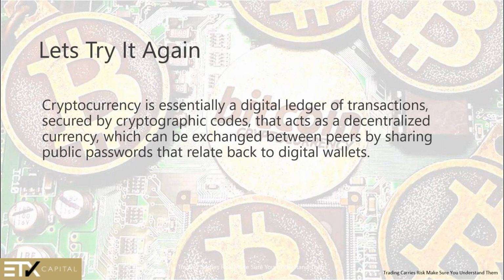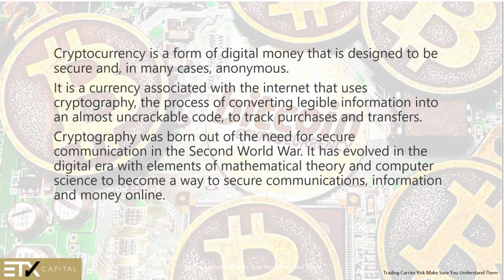So let's try again. Cryptocurrency is essentially a digital ledger of transactions secured by cryptographic codes that act as a decentralized currency, which can be exchanged between peers by sharing public wallets to relate back to digital wallets. Okay, does that explain it all to you? Doesn't help me either.